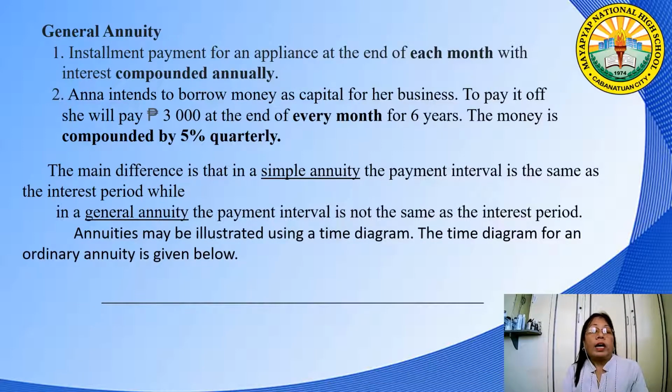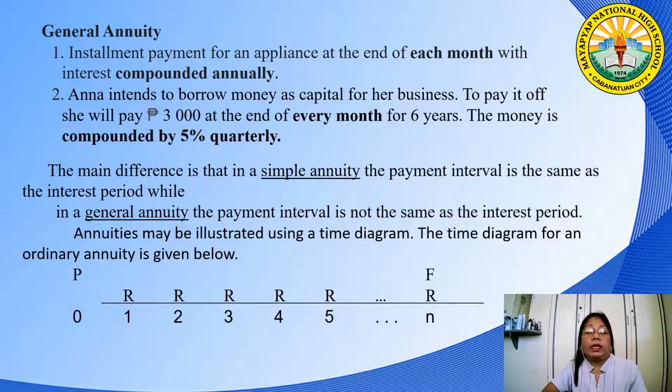Annuities may be illustrated using a time diagram. The time diagram for an ordinary annuity is given below. So P stands for the present value, F is the future value, and R is the regular payment. Then this number refers to N, or the term, time, or period.